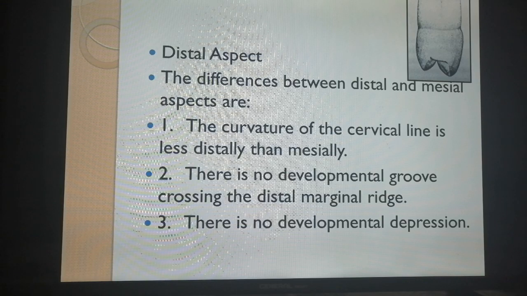As for the distal aspect, the differences between the distal and mesial aspects are: Number 1, the curvature of the cervical line is less distally than mesially. Number 2, there is no developmental groove crossing the distal marginal ridge. Number 3, there is no developmental depression.